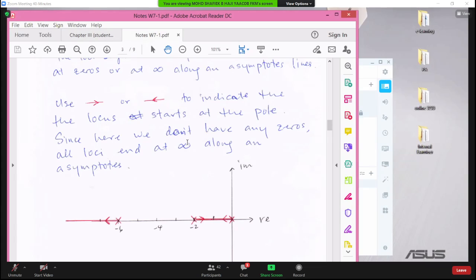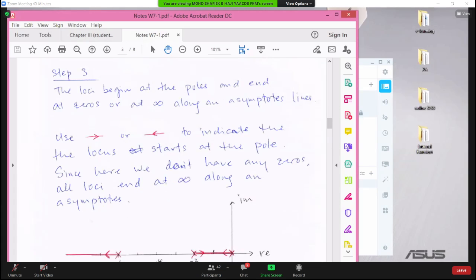So the locus begins at the pole, going to the left or to the right, depending on whether there exists locus to the left or to the right. And you notice here that to the left of this third pole at -6, it's going to go all the way to infinity. But here you're going to have a break point. Some point between the origin and -2, your locus is going to break away, to branch out to infinity. Okay, so that is step 3. Let's go to step 4.